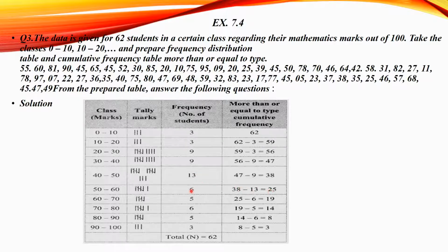25 minus 6 is 19. 19 minus 5 is 14. 14 minus 6 is 8. 8 minus 5 is 3, which is equal to the frequency of the last class.